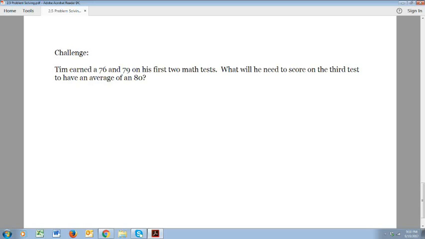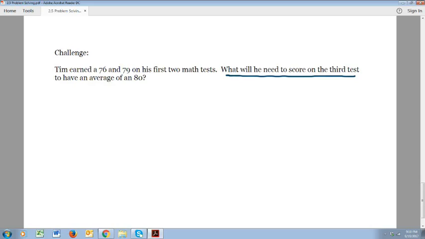Alright, so we need to find the third test score so that these three tests are going to have an average of 80. So we've got a 76 and a 79 on the first two. We've got to figure out what we need on the third so that our average is 80. Well, when we take the average of three numbers, we have three tests here, we have to add the three numbers and divide by how many there are, and that gives us our average. We're going to do the same thing here.